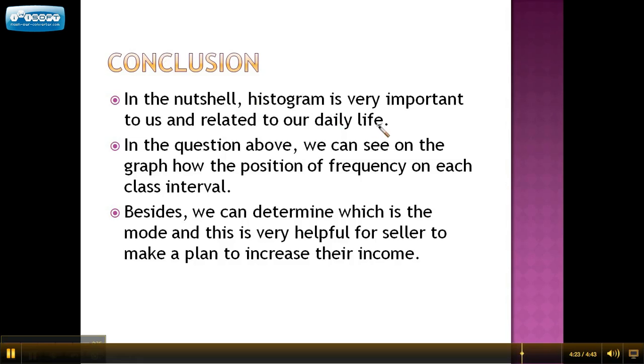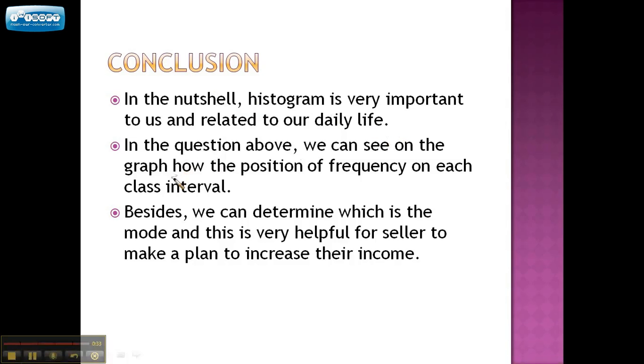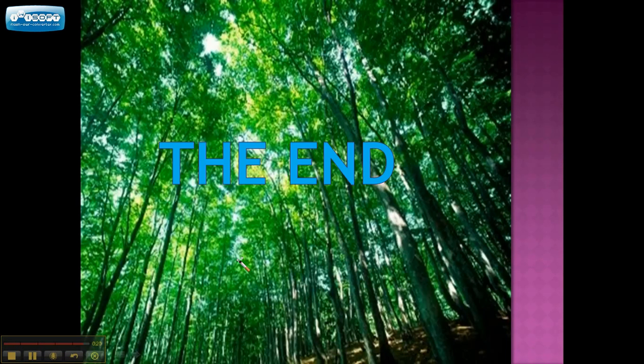Conclusion. In a nutshell, the histogram is very important to us and related to our daily life. In the question above, you can see on the graph the position of the frequency in each class interval. Besides, we can determine the mode, and this is very helpful for sellers to make a plan to increase their income. The end.